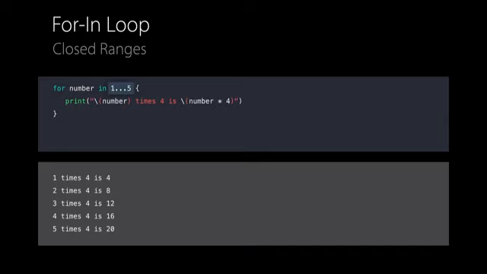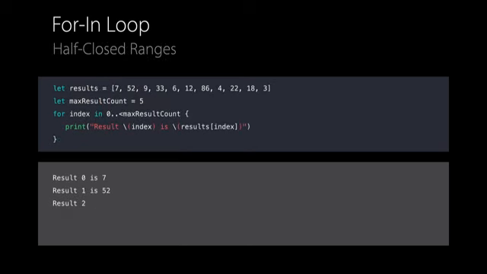We write this as 1 dot dot dot 5, and it's called a closed range because it includes both of those numbers. However, sometimes it's useful to have a range that runs up to 1 less than its final number. Here's an example of where that's useful. I have an array of integers, but I only want to print the first 5. Now, because array indices start from 0, I actually want indices 0 through 4. So for that, we can use the half-closed range operator, dot dot less than, because it runs to 1 less than the final number, in this case 5.